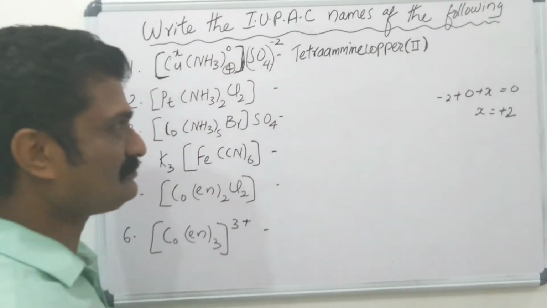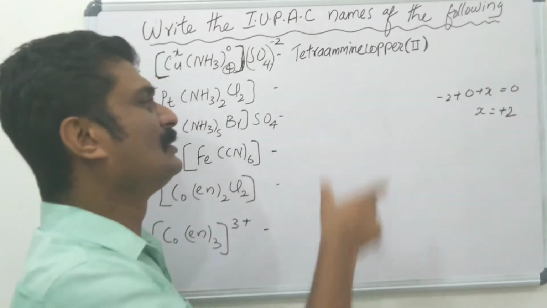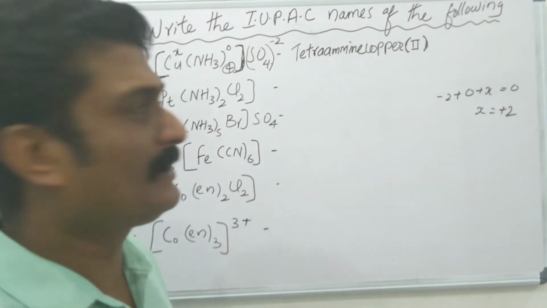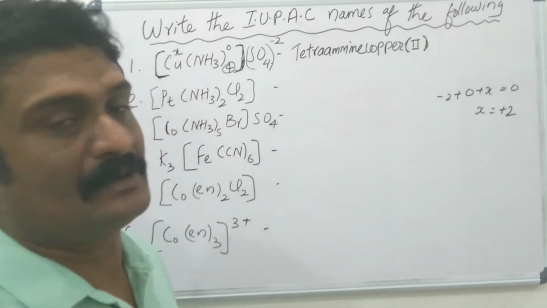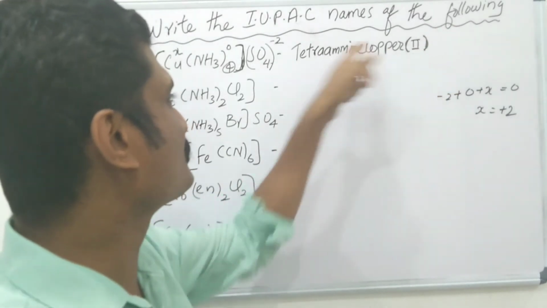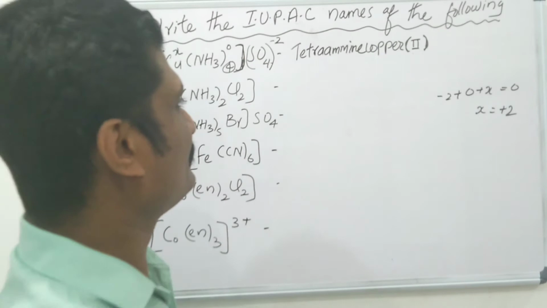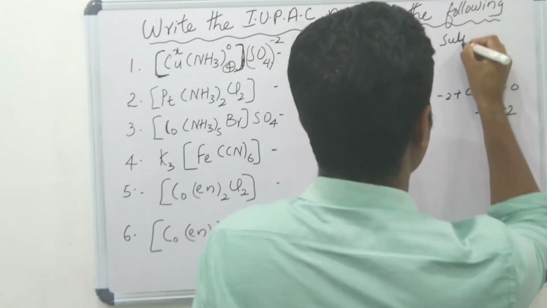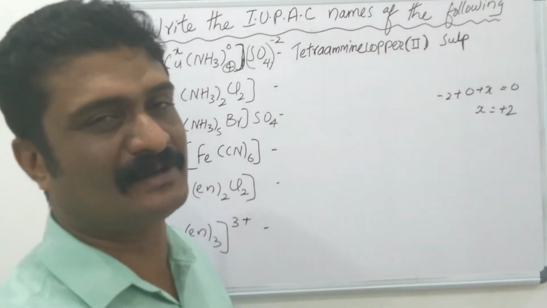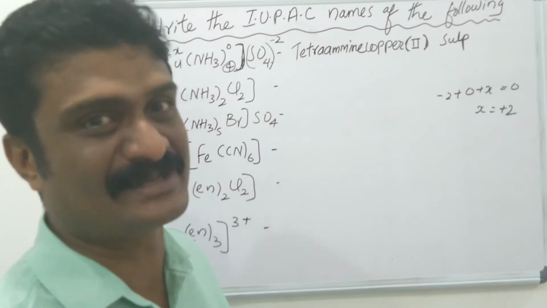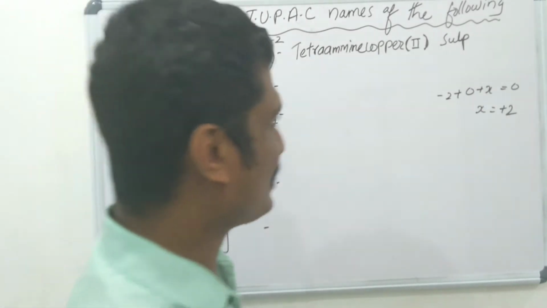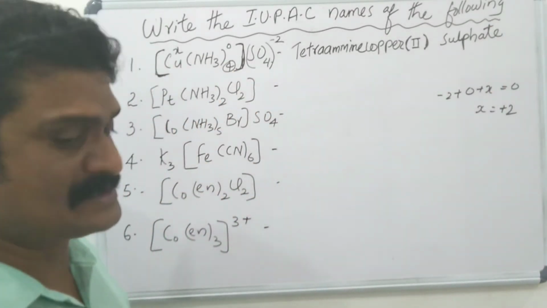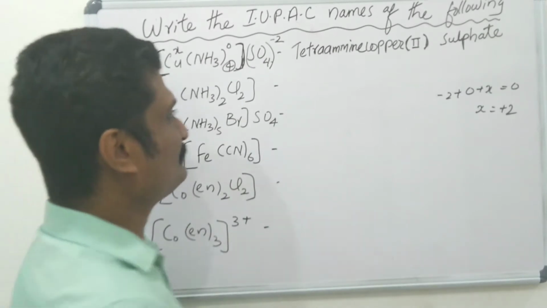Then the very important rule: the name of the coordination entity should be written in one word. Then there is a gap between this positive part and the negative part. Tetraamminecopper(II), then a gap. Then you indicate the name of the negative ion, that is SO4 2-, sulfate ion. It acts as counter ion, sulfate. Tetraamminecopper(II) sulfate.